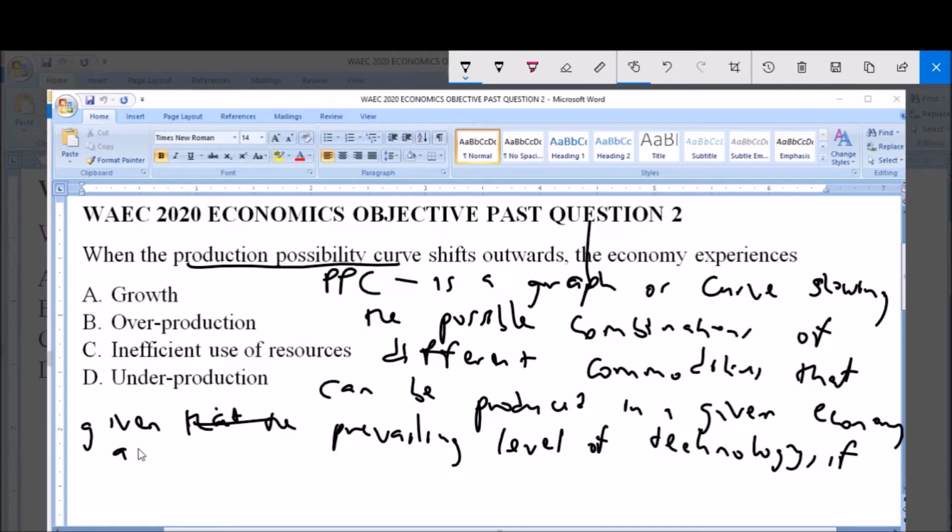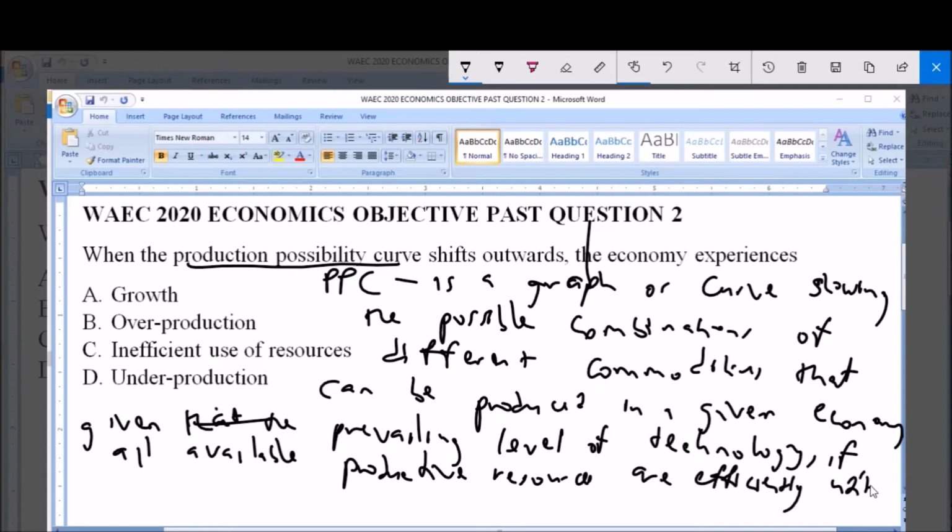if all available productive resources are efficiently utilized. So as we have stated here, it is just a curve that shows possible combinations of various commodities that can be produced, right? That can be produced based on the prevailing level of technology, based on the technology available, and if all productive resources are utilized efficiently.